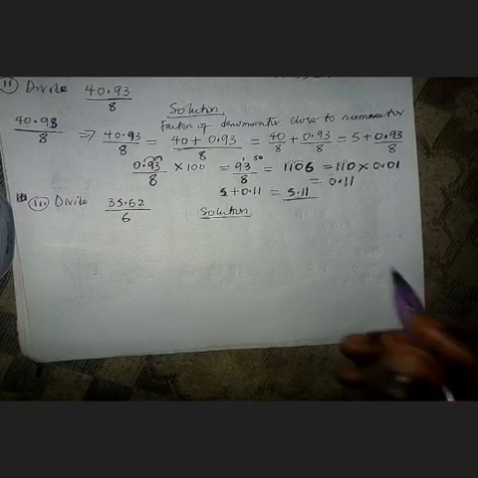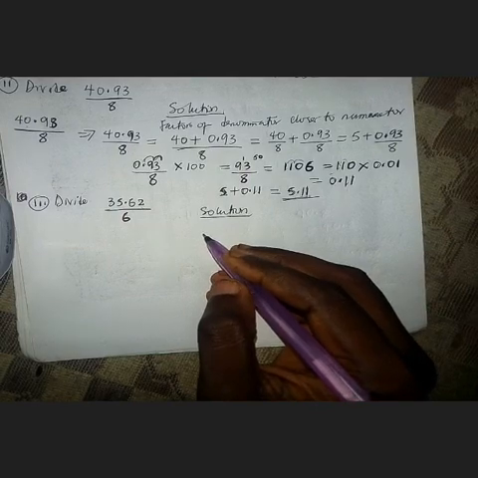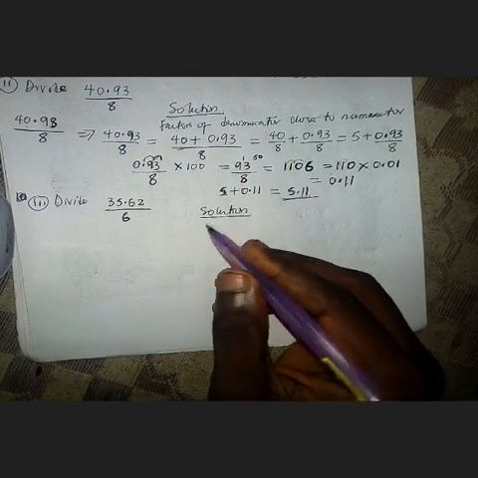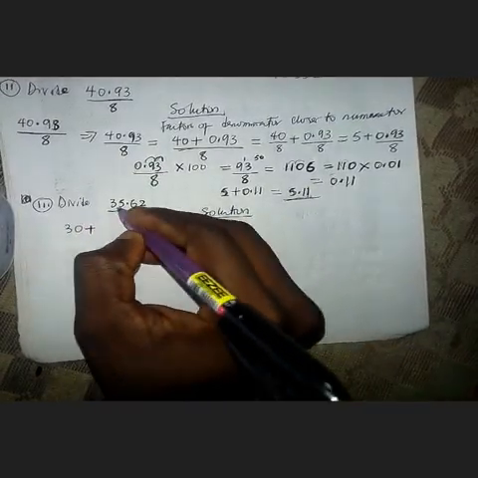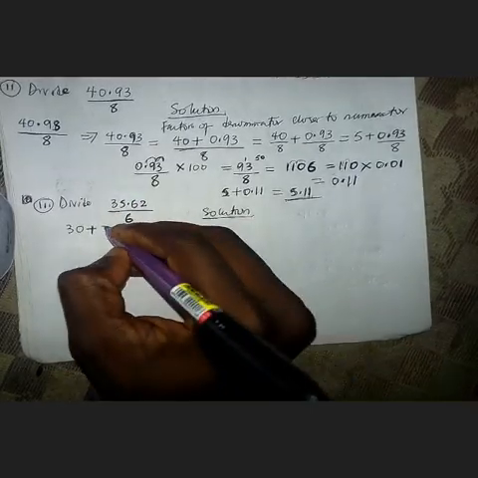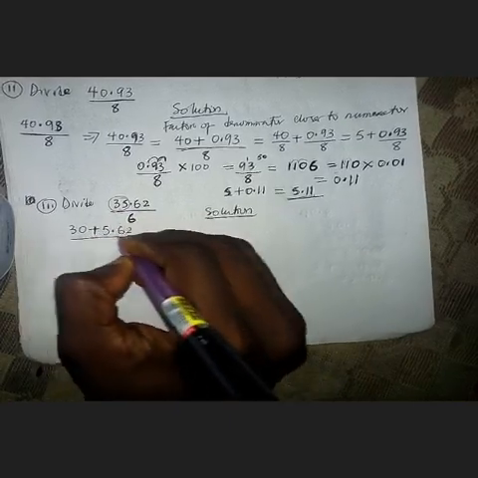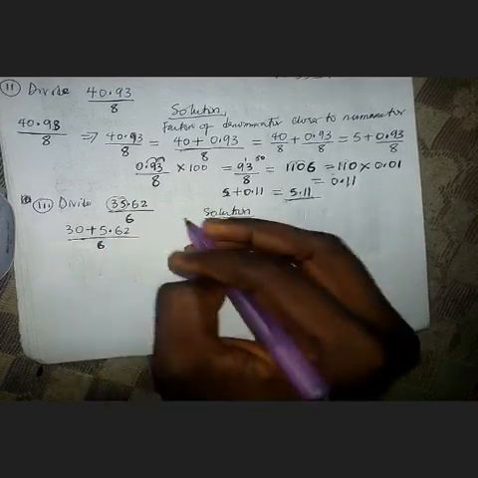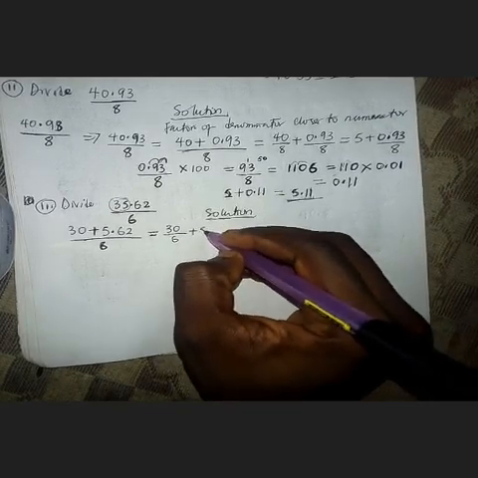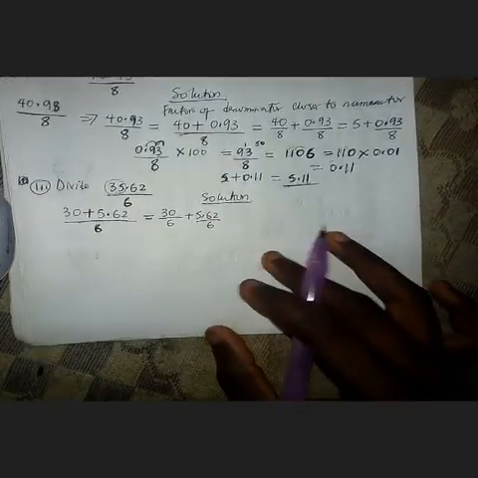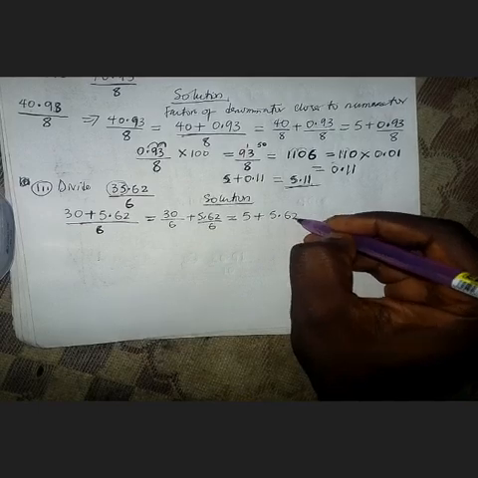That's the closest factor of 6 to 35. 6 times 6 is 36, 6 times 5 is 30. So that will be 30 plus what remains for you to complete 35, that's 5.62 over 6. You now split it into 2: 30 over 6 plus 5.62 over 6. So that will be 5 plus 5.62 over 6.